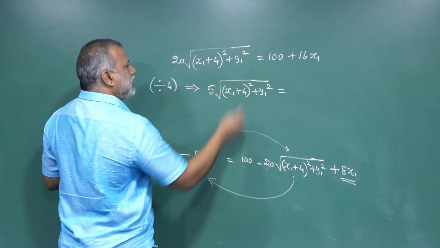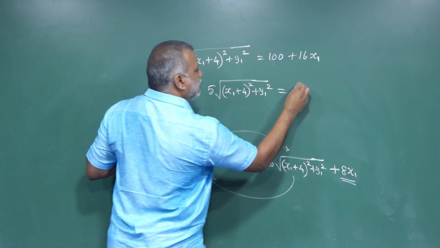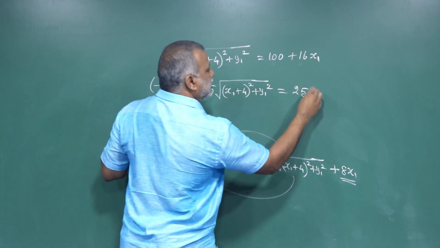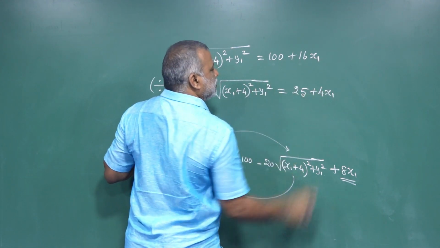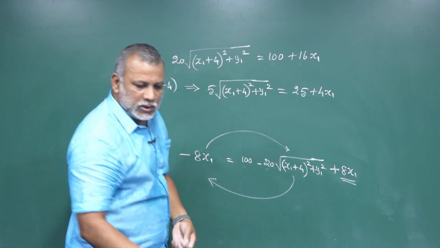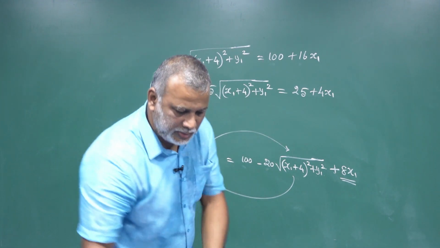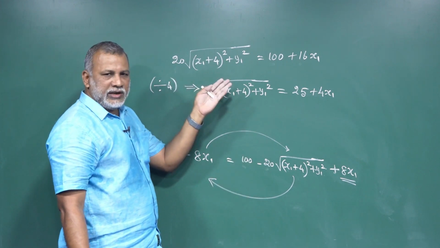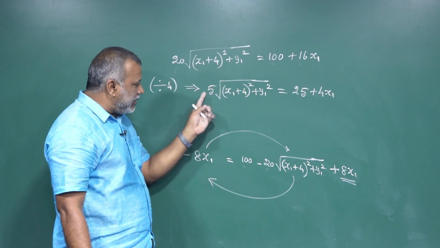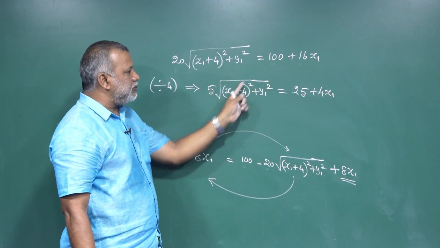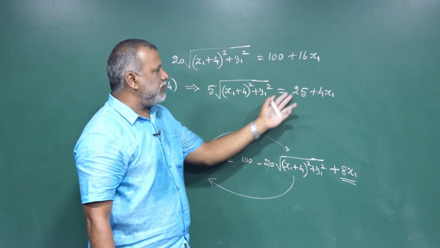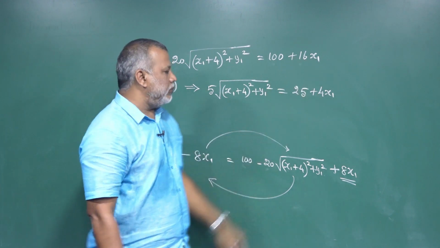In your RHS side, it will be divided by 4, we can get 25. Again, it will be divided by 4, we can get 4x1. So after this, we are able to simplify this one. Convert it to the same side, it can be divided by 4, then we can get 5 times the square root of (x1 + 4) the whole square plus y1 square. Divided by 4, we can get 25, and we can get 4x1.